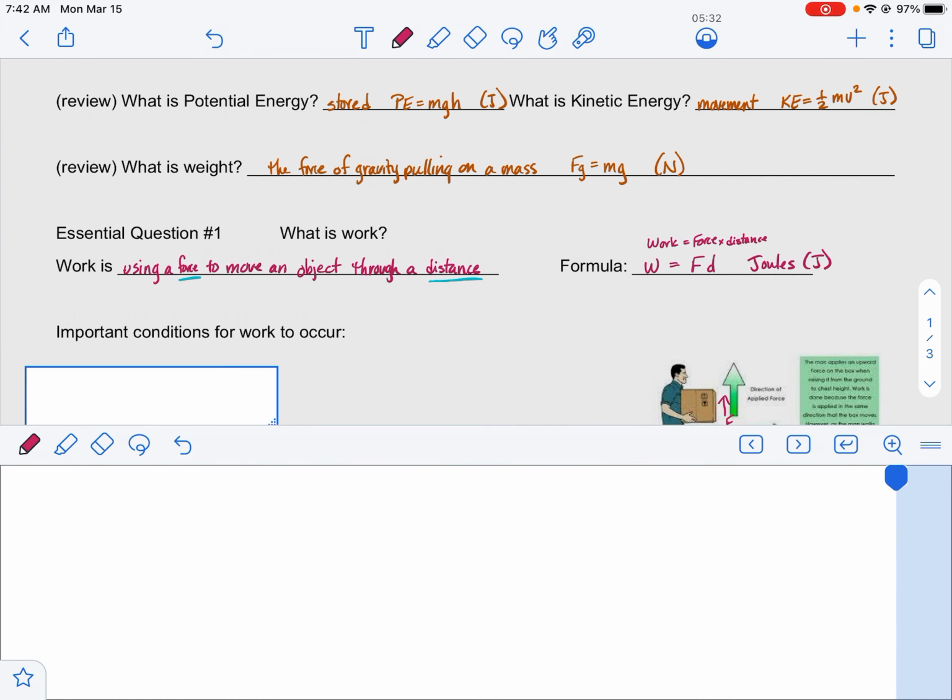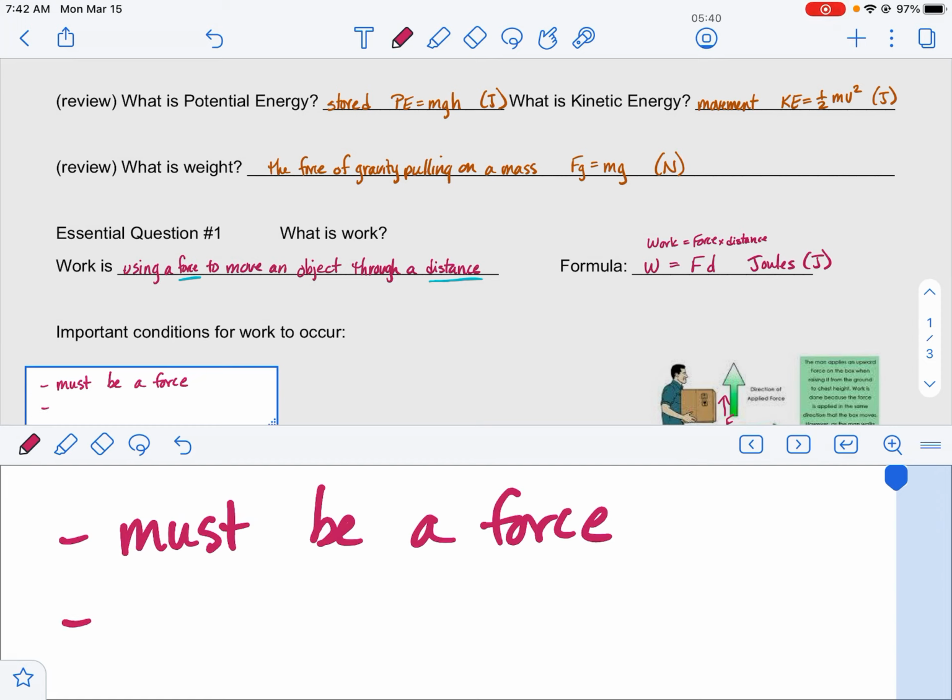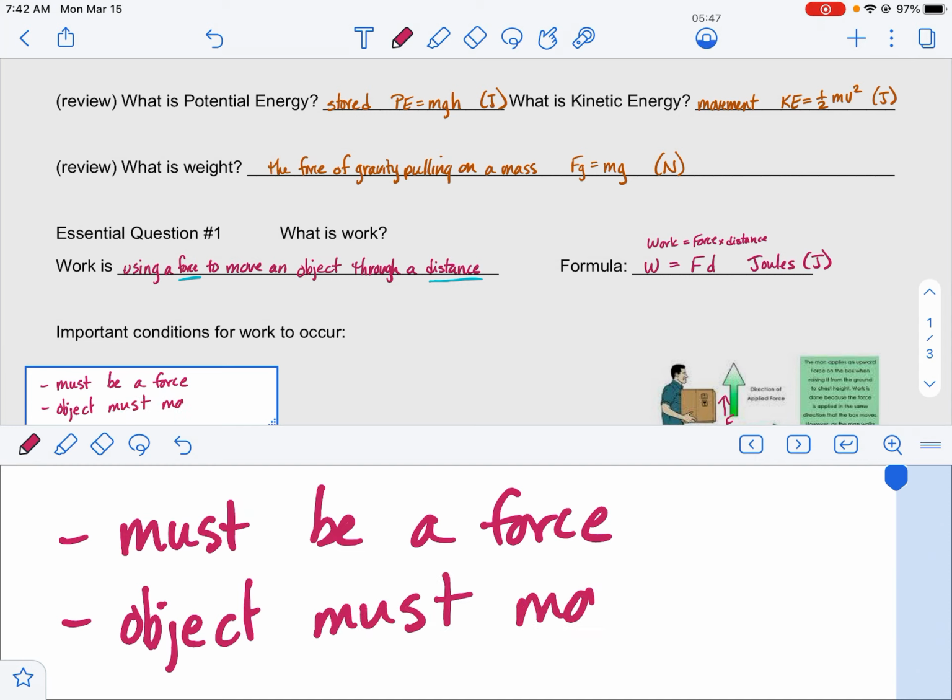Important conditions for work to occur. First of all, there must be a force. Second of all, the object must move. So in other words, if you were pushing as hard as you could push, exerting as much force as you could on the wall of your house, you wouldn't be doing any work because the object wouldn't be moving. Your house wouldn't be going anywhere.